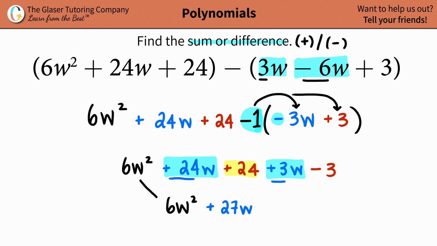And now we're going to do the same exact thing for the red terms, aka just the numbers. We've got a positive 24, but now we're going to be subtracting 3, right? Because it's a minus in front of it. You guys are getting it. Plus 24 minus 3 is a positive 21. So these terms came together to get that 21, and then these terms came together to get that 27w, and we're done. That's it. Let's box it off and call it a day.